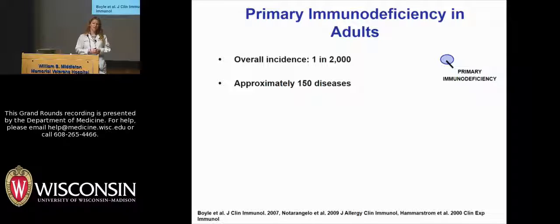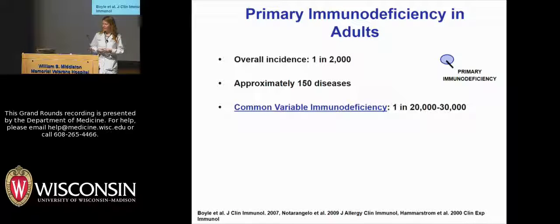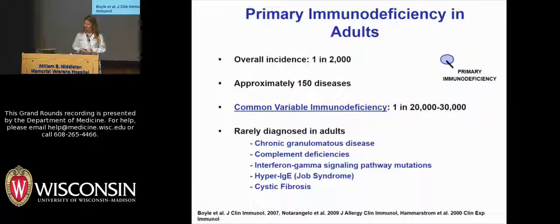So looking at primary immunodeficiency, the congenital disorders, there are approximately 1 in 2,000. And this is all comers, children, and adults, an approximation. And this group is comprised of approximately 150 different diseases. The genetic abnormalities are known for some of these, but not all of them. In adults, common variable immunodeficiency is the most common, as its name suggests, and it's 1 in 20,000 to 1 in 30,000 patients. I'll be discussing more about common variable disease.